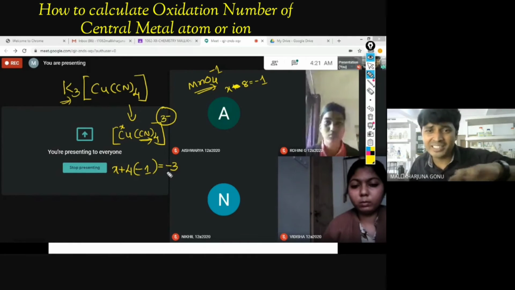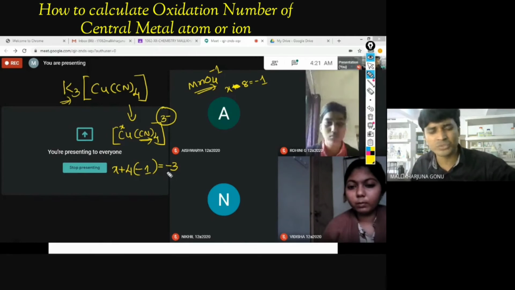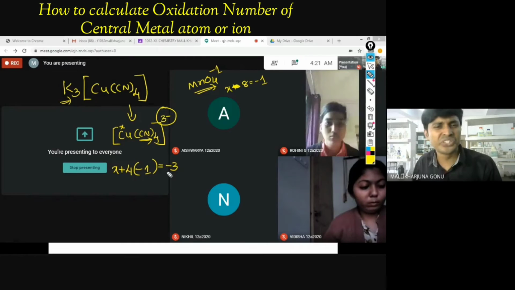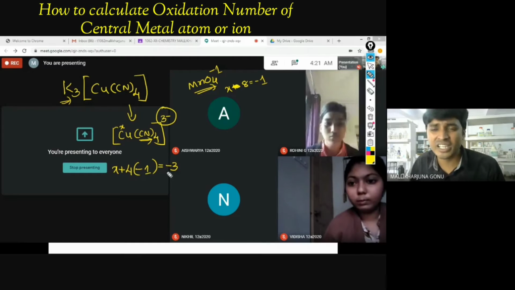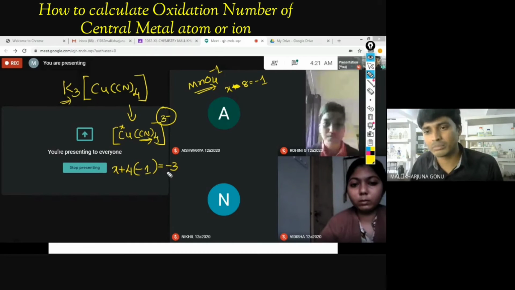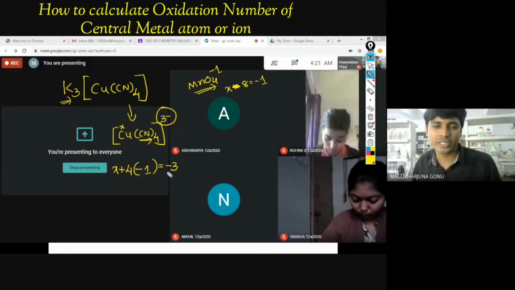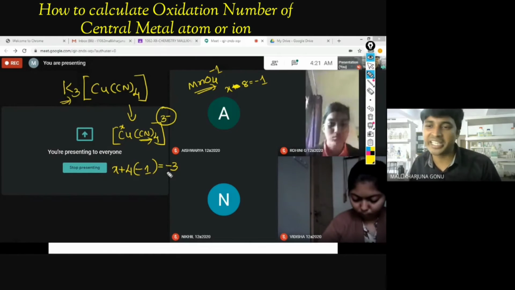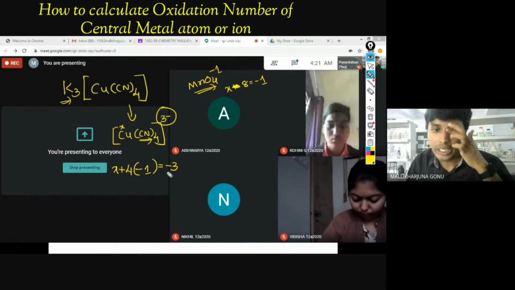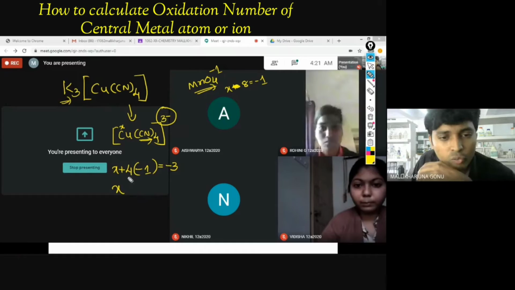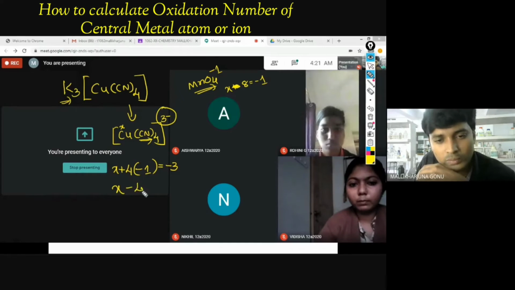Believe me, from these d and f block coordination compounds, in competitive exams so many questions are asked: what is the oxidation state of the central metal atom, what is the coordination number of that particular compound, what is the magnetic number. These will be the major questions. If you are very clear on these basic concepts, you can perform very well in the NEET and IIT exams also.